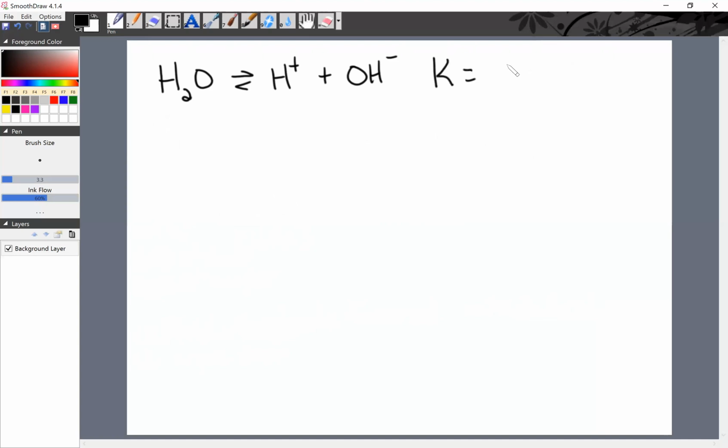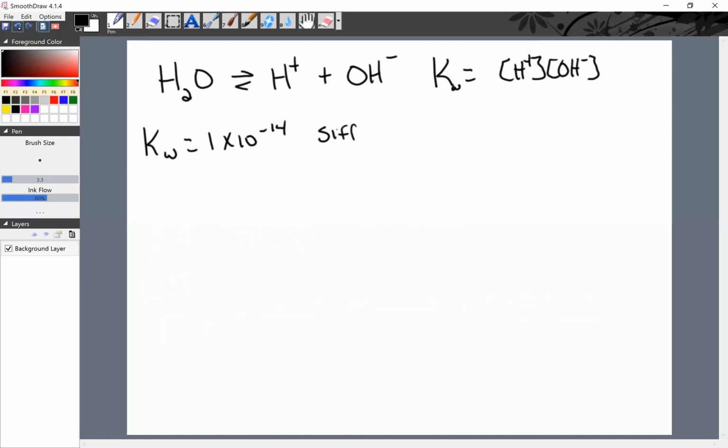K is equal to the products over the reactants, but water does not appear in an equilibrium expression, so that's the whole thing. Then I ask myself, can I find that K? Now, if this is water at around 25 degrees, it's very special. It has a little subscript W, and Kw is 1 times 10 to the minus 14th. That is on your reference sheet, on the green pages. 1 times 10 to the minus 14th is sig figless.